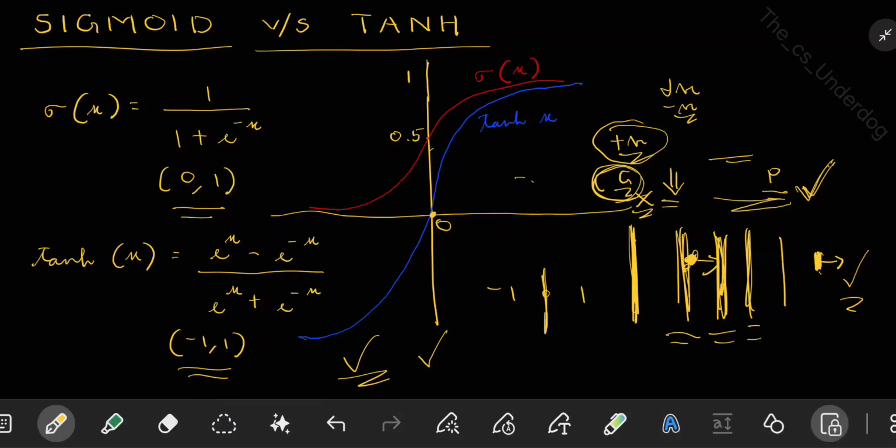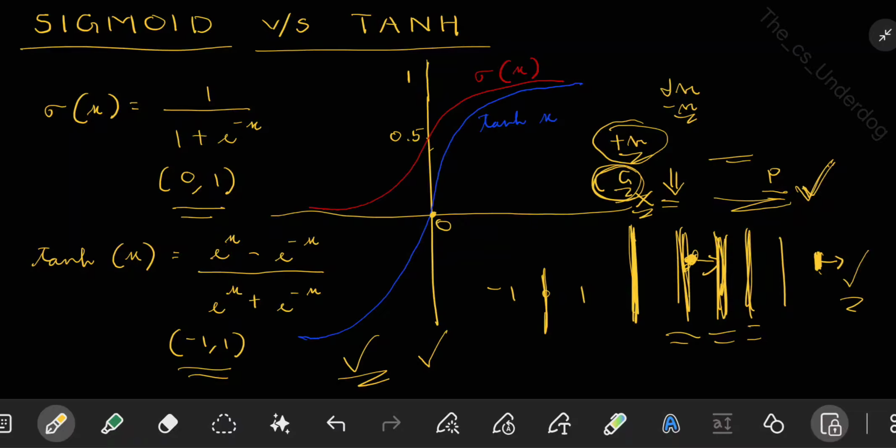Okay, so you can say tanh solves the problem of not being zero centered. When you have negative input, you have negative output from tanh. When you have positive input, you have positive output from tanh. And this is the zero centered behavior that we are having for tanh. So you have faster training, faster convergence, better optimization. That is what you get with tanh function.